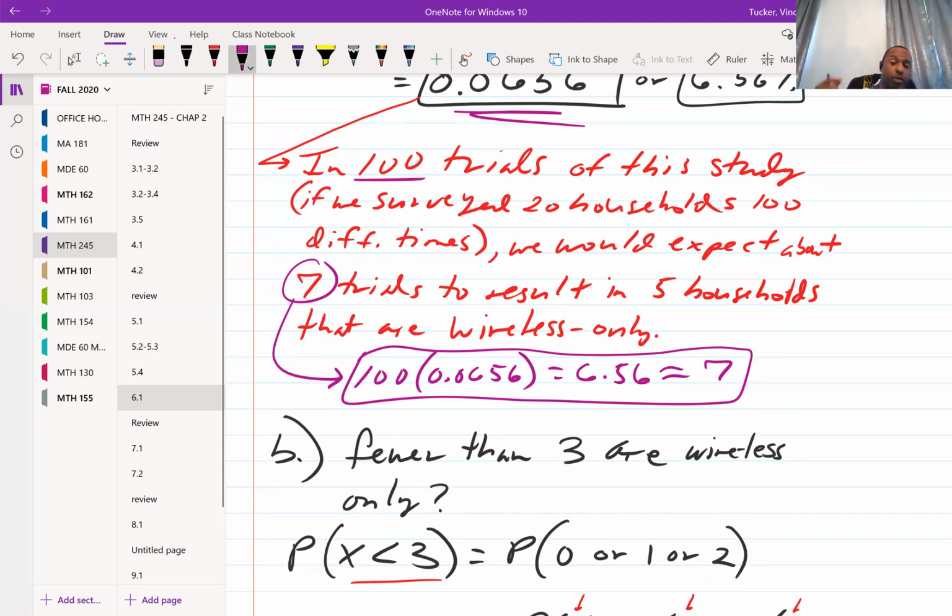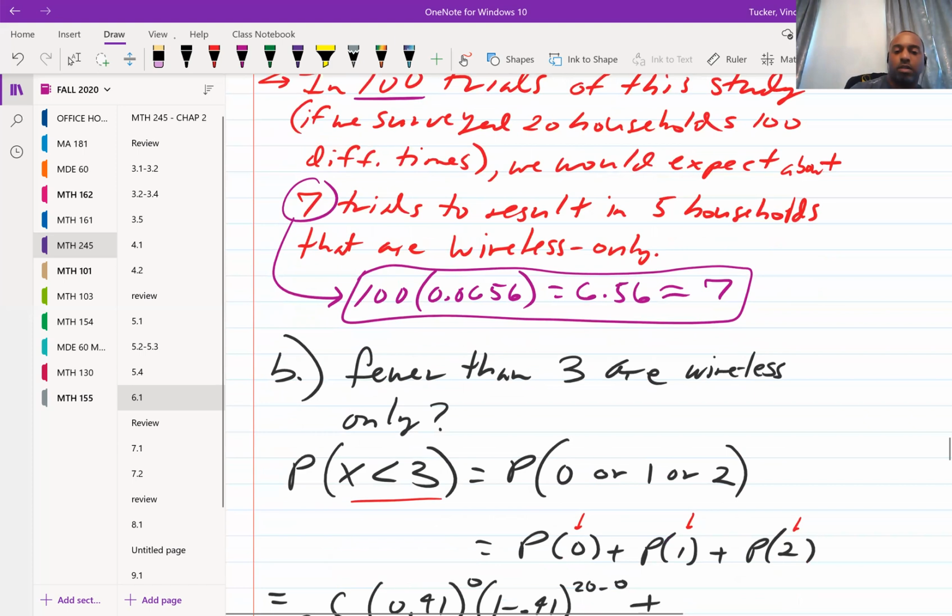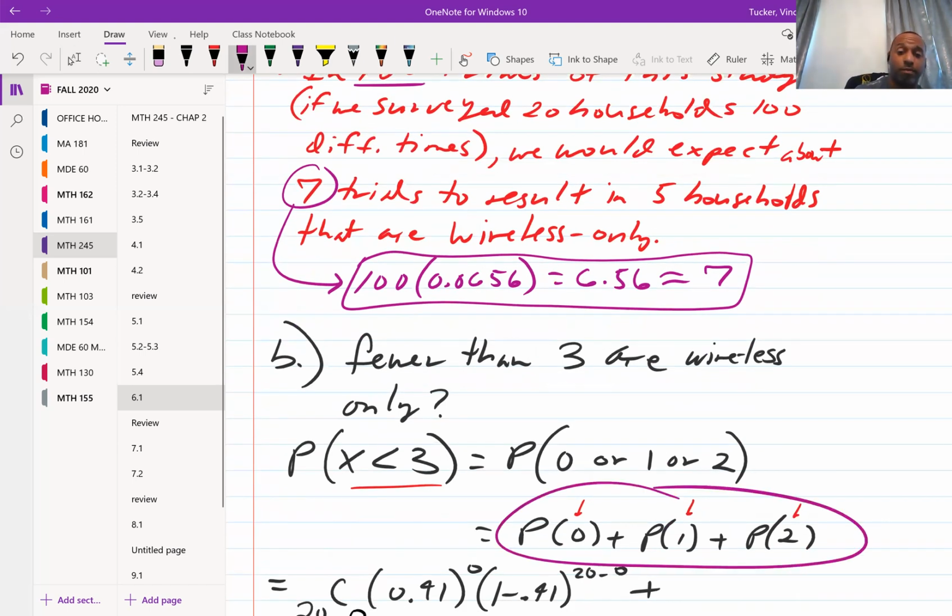In other words, if I were to choose 20 families, what's the probability that none of them will be wireless only? What's the probability of one of them being wireless only? What's the probability of 2 of them being wireless only? So we have to look at each one of those probabilities individually if we're going to just use our calculator.